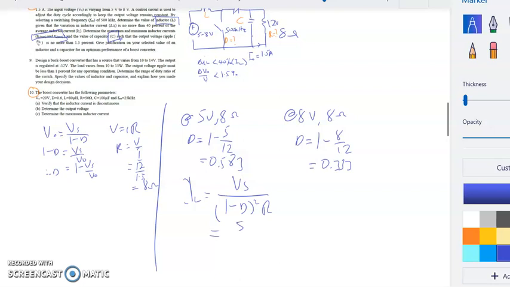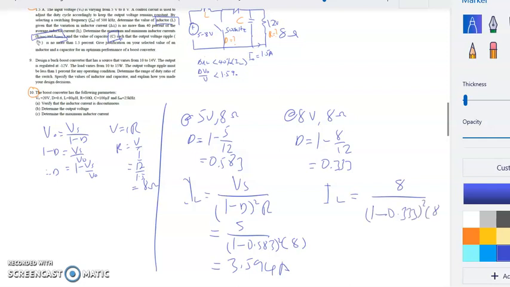In terms of average output inductor current, IL equals Vs divided by (1 minus D) squared times R. So we solve for each scenario, D at 5 volt and D at 8 volt. At 5 volt, the average output inductor current is 3.594 ampere. Meanwhile for 8 volt, IL average is 2.248 ampere. This happened in the two scenarios here.